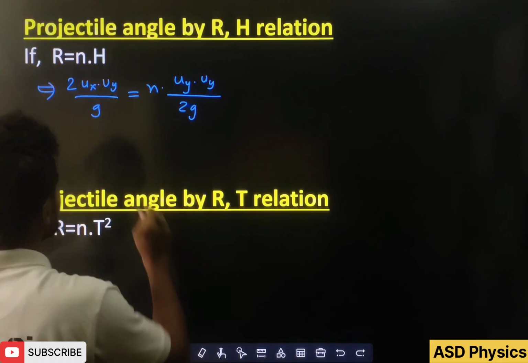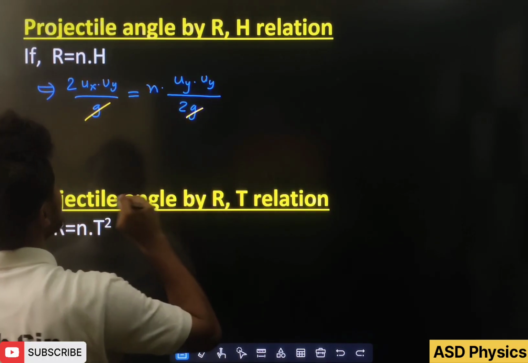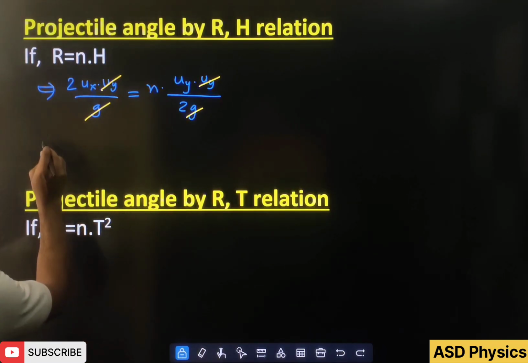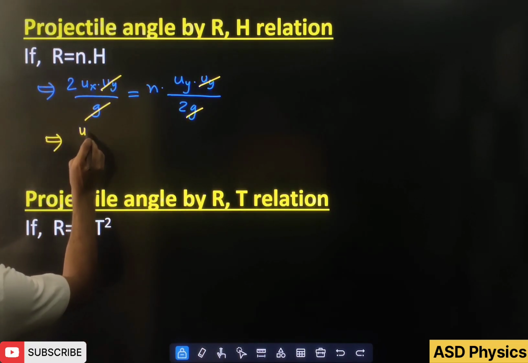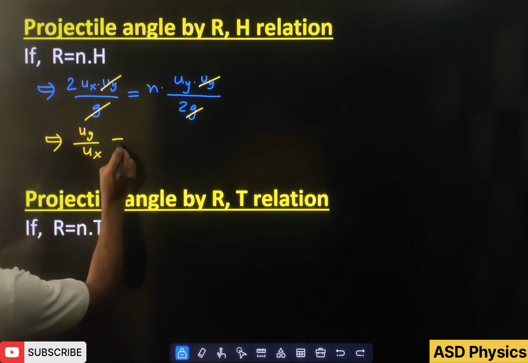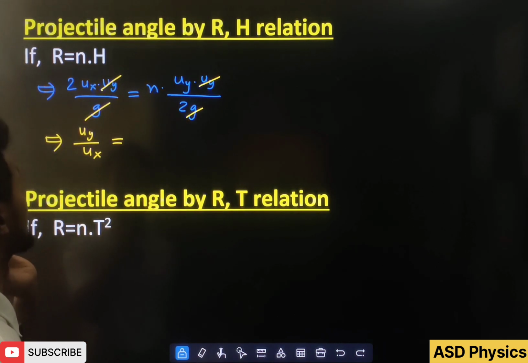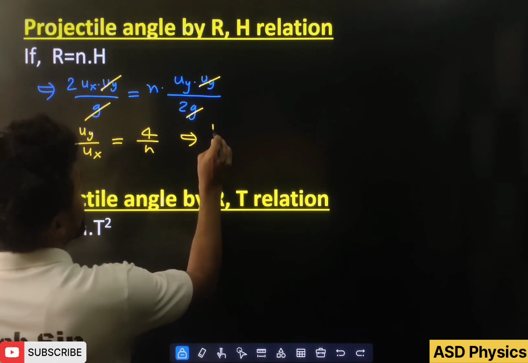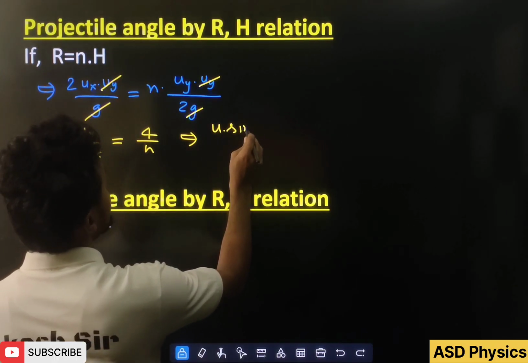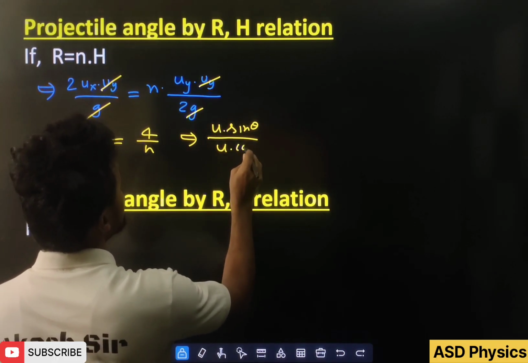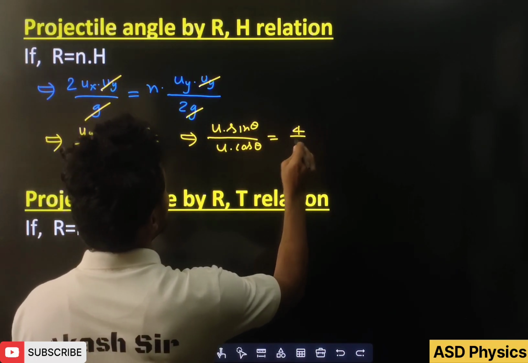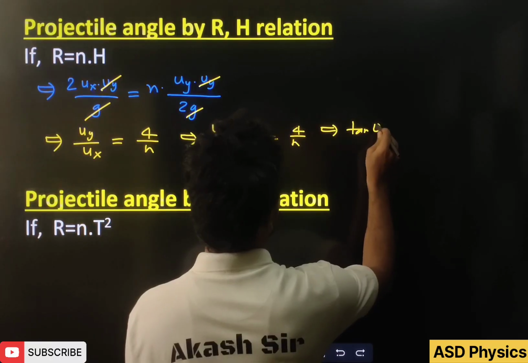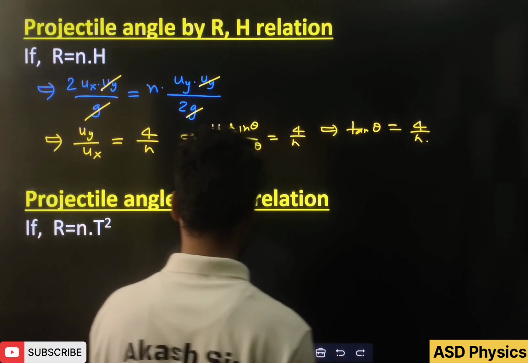So what other things can be cancelled out here? On both sides this g cancels, and from this one uy is also cancelled. That means I can write uy by ux, which will become 4 by n. What is uy? You know very well, u sin theta. What is ux? u cos theta, equal to 4 by n. Anyhow, you cancel u. That means we get tan theta equal to 4 by n here.